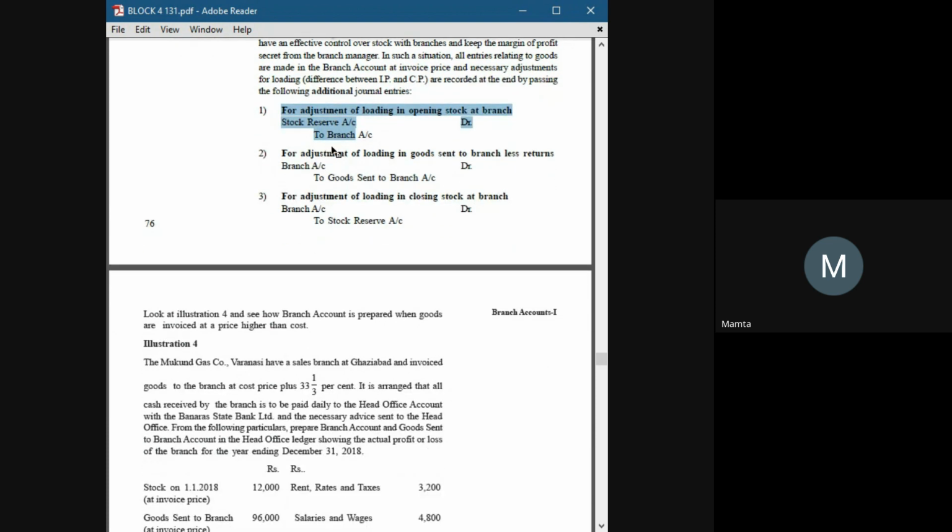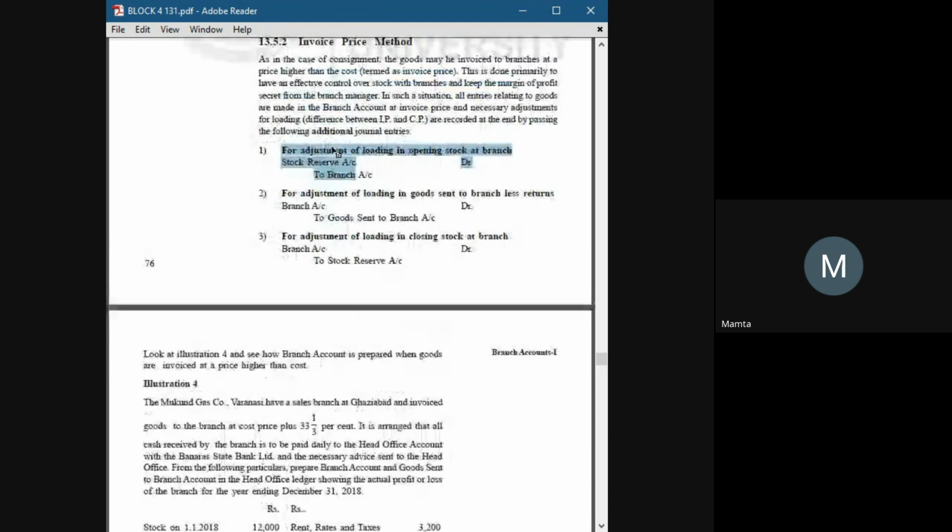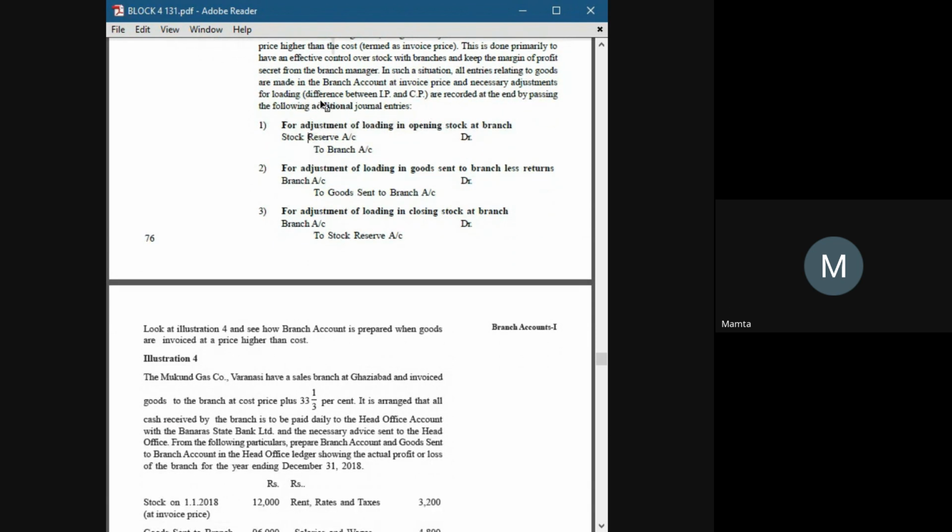And we will see the journal entries for the same. For adjustment of loading in opening stock at branch, how will we adjust the loading amount? We will pass an entry: stock reserve account debit to branch account.